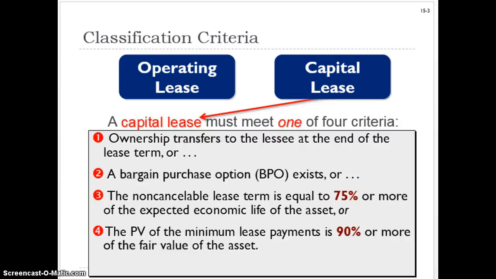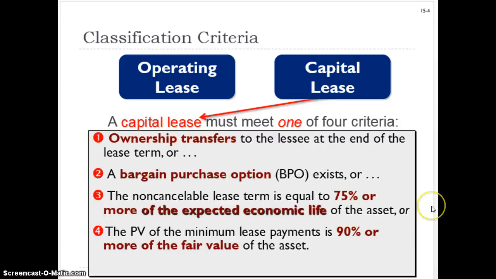And the fourth one is the present value of the minimum lease payments is 90% or more of the fair value of the asset. Now, all that has to happen is the lease must meet one of these criteria. It doesn't have to meet all four, just one. And if it does, the lessee can record it as a capital lease. The lessor actually has two additional requirements, which we're going to get to in a few minutes. First, I'm going to spend a little bit more time talking about each one of these.